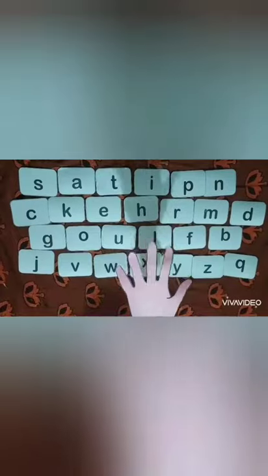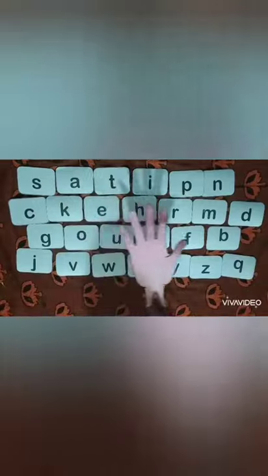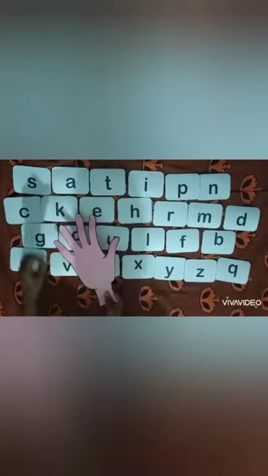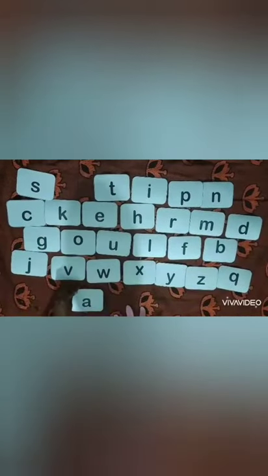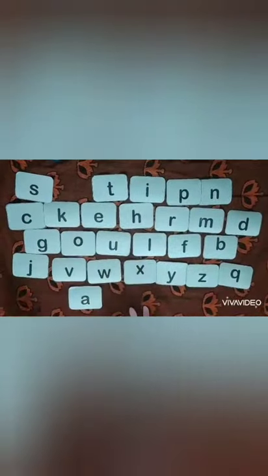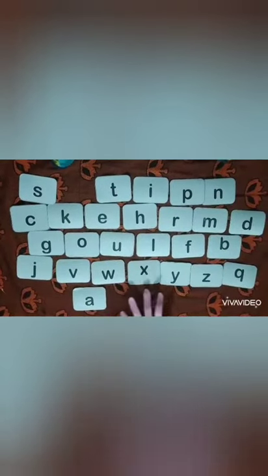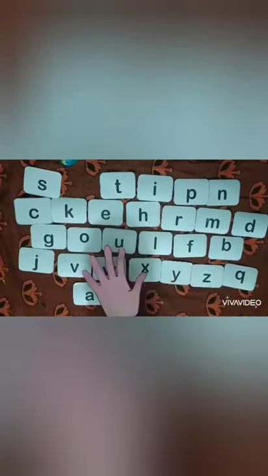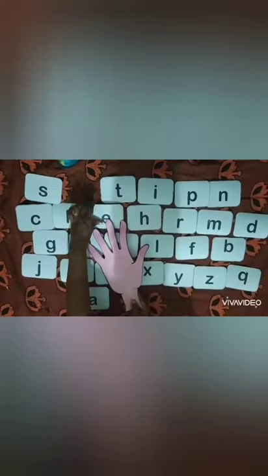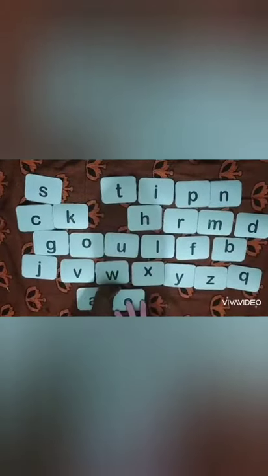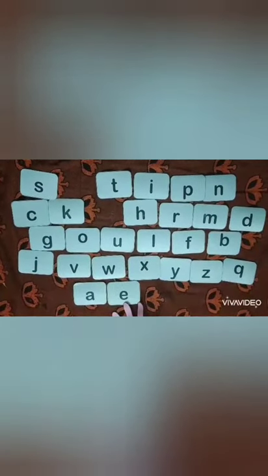What's the first vowel, children? Yes, it's A. Where is A? Find out and tell me. It's here. A, a, a as in apple. What's the next vowel, children? E. Where is E? Find out. It's here. We find e, e, e as in egg.